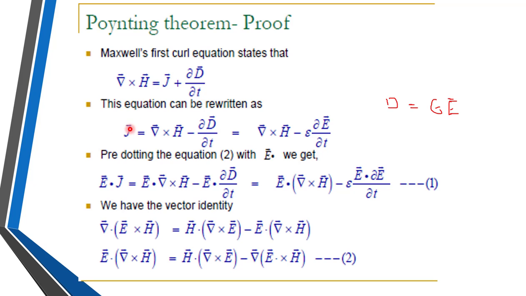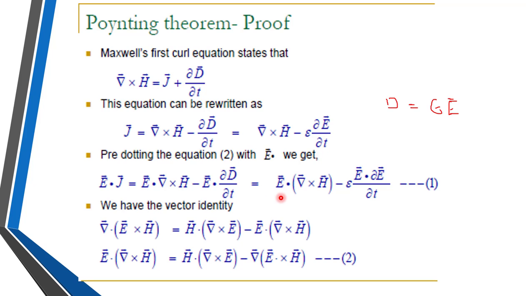Now I want to take the dot product of this J bar with E bar. So both sides I have to take the dot product. Then the equation becomes E bar dot J bar is equal to E bar dot del cross H bar minus E bar dot dou D by dou t.